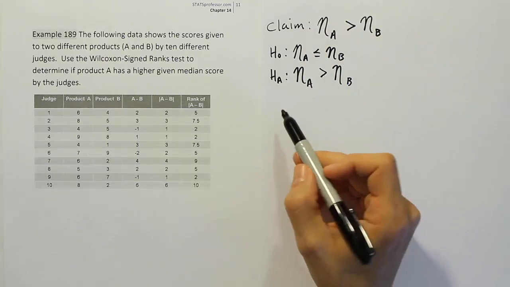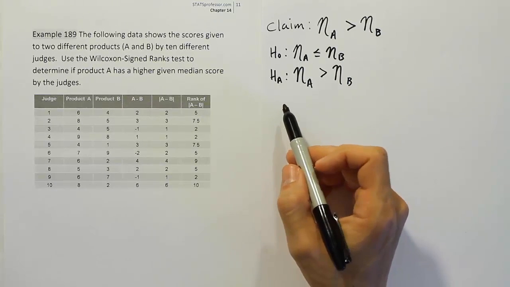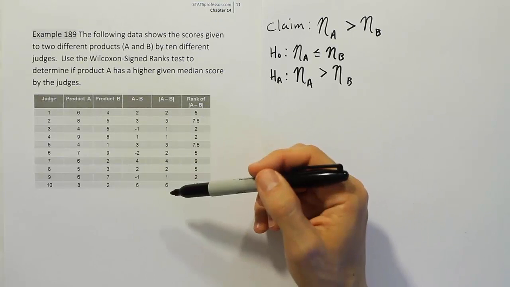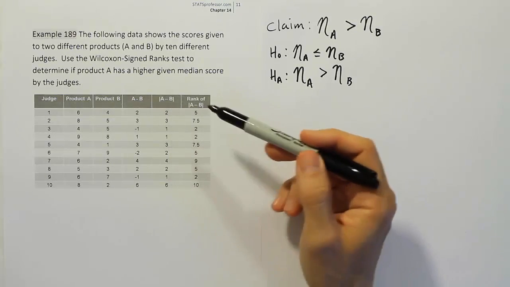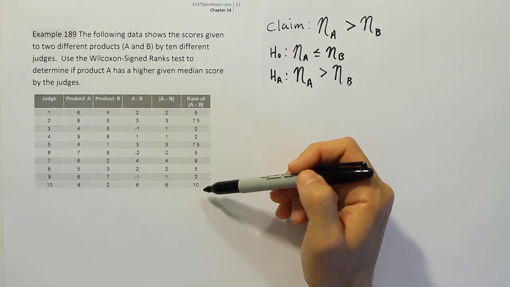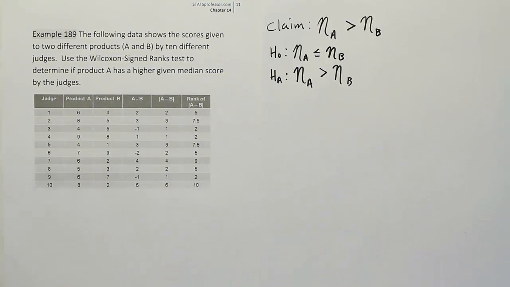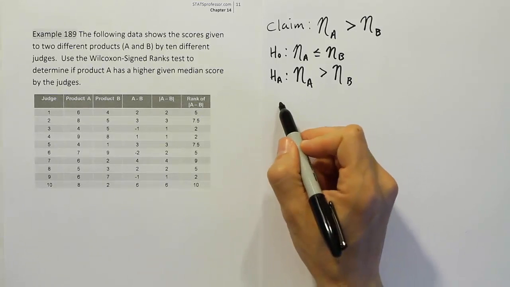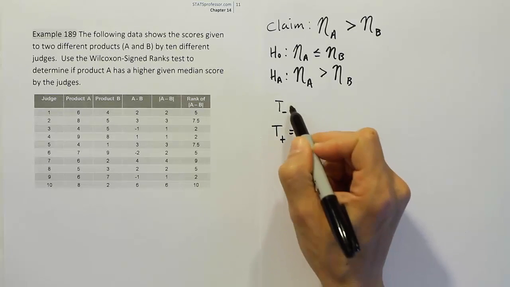All right, and now once we have that all taken care of, we're going to look at the data step. The data step would normally involve us doing the subtractions. Once we do the subtractions, we take the absolute values. Once we take the absolute values, we find the ranks of those absolute values, but they've done all that for us. So all we're going to really do is come up with those two important quantities, T negative and T positive. So this is going to be the rank totals for the two different categories.